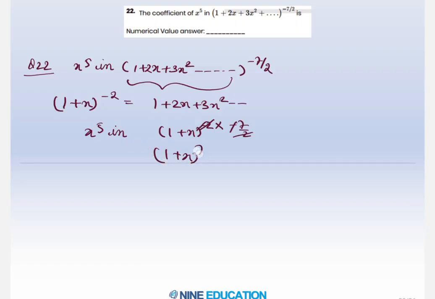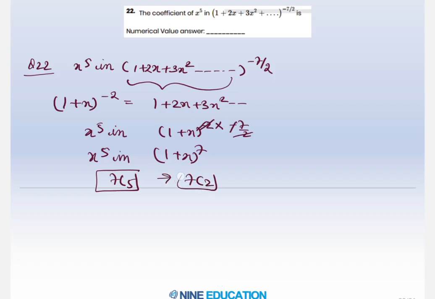So this is equal to the coefficient of x⁵ in this, which is 7C5 directly, which is 7C2 again, and you can say it is 7 into 6 by 2, which is 21. Answer.